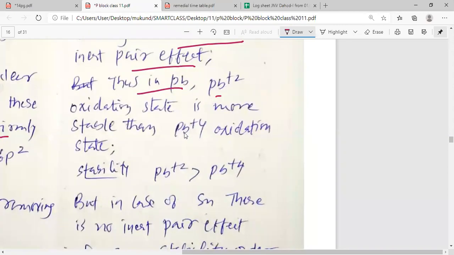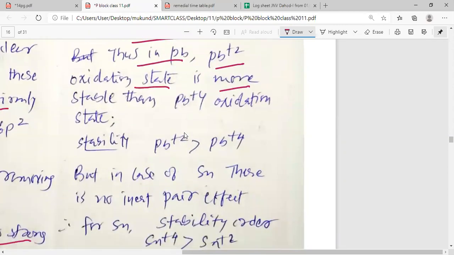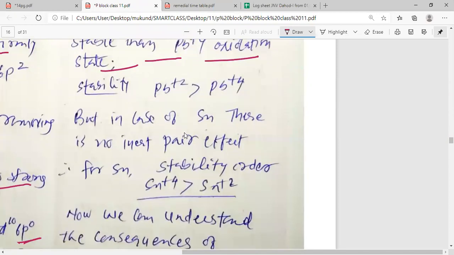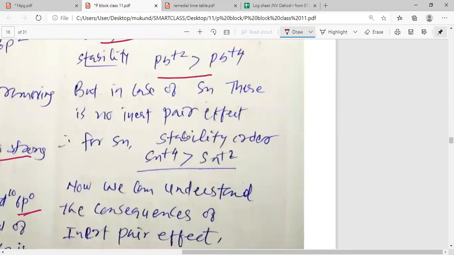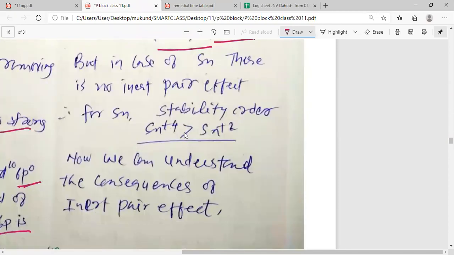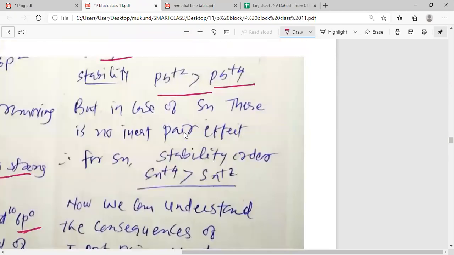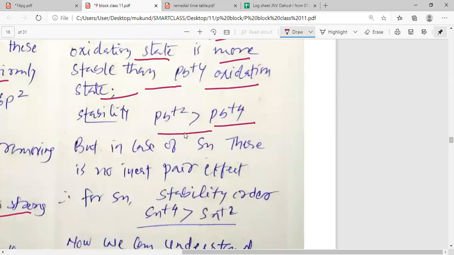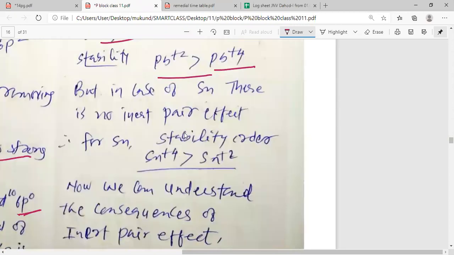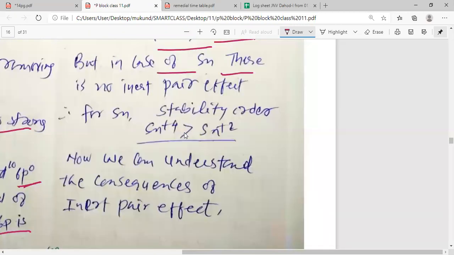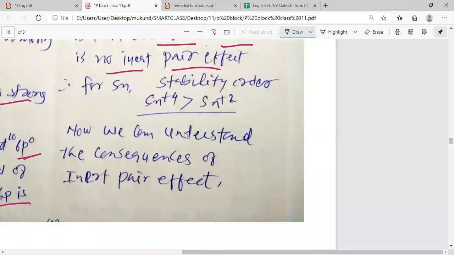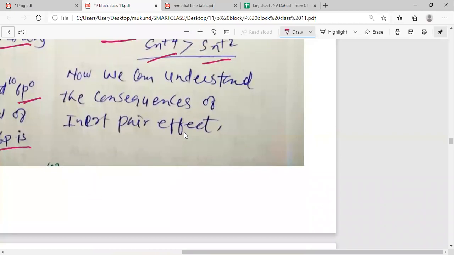Thus in lead, the Pb plus 2 oxidation state is more stable than the Pb plus 4 oxidation state. So we can say that the stability of the ion Pb plus 2 is more than that of Pb plus 4. But in case of tin, my dear students, there is no inert pair effect. For tin, we can say that the stability of the Sn plus 4 oxidation state is more than the stability of the Sn plus 2 oxidation state.